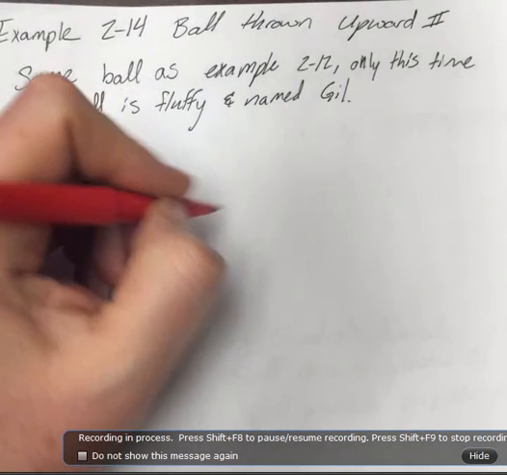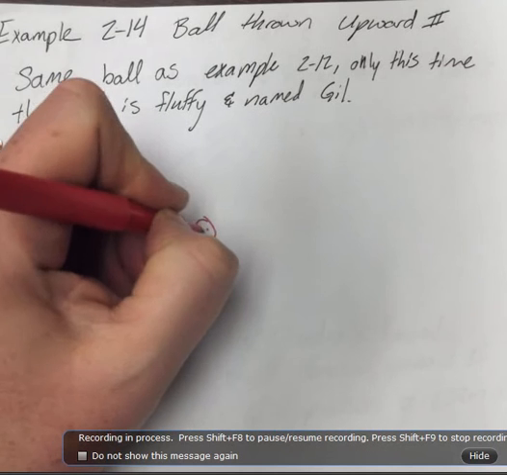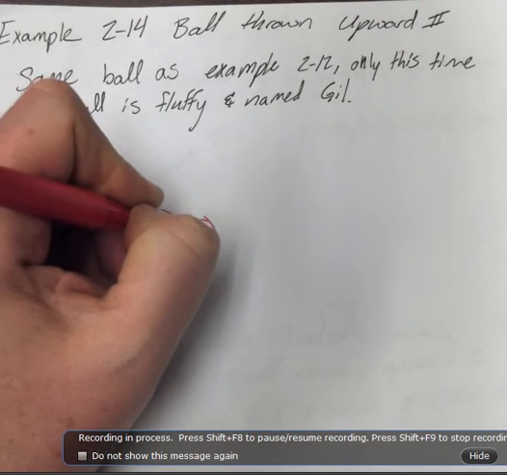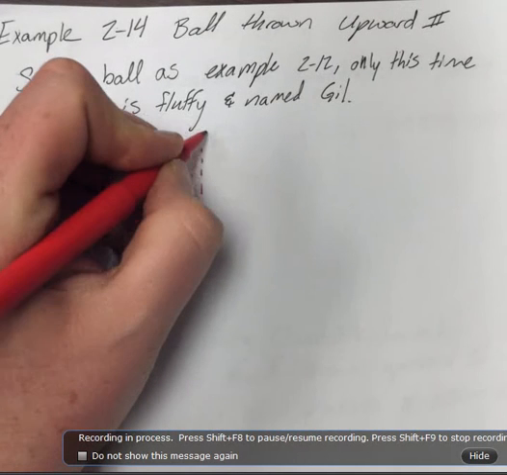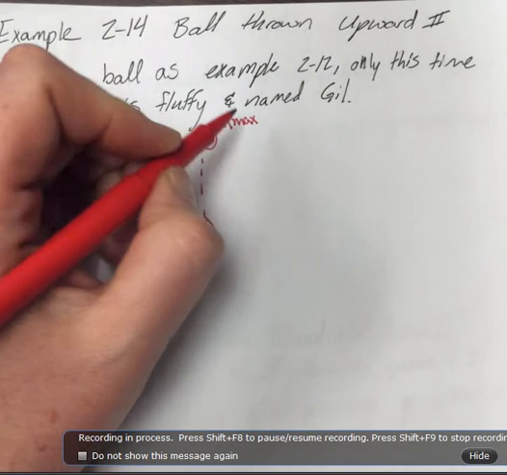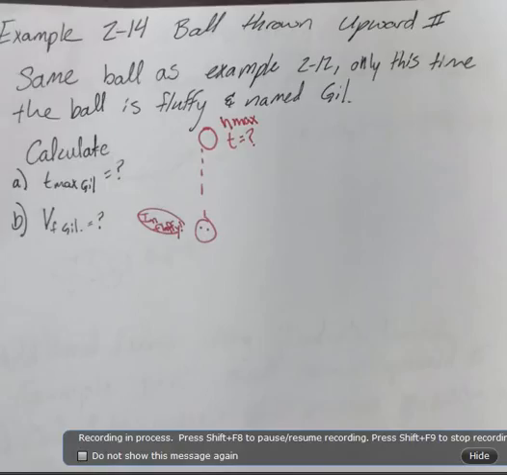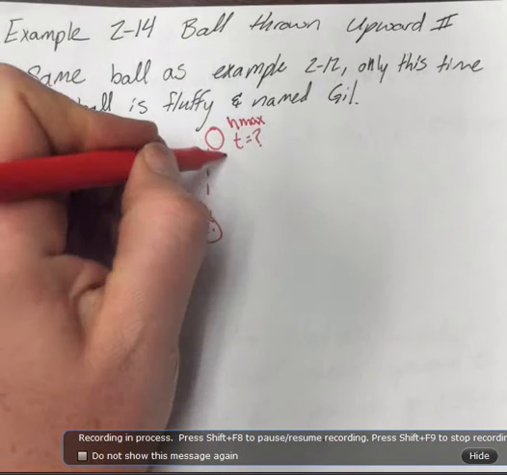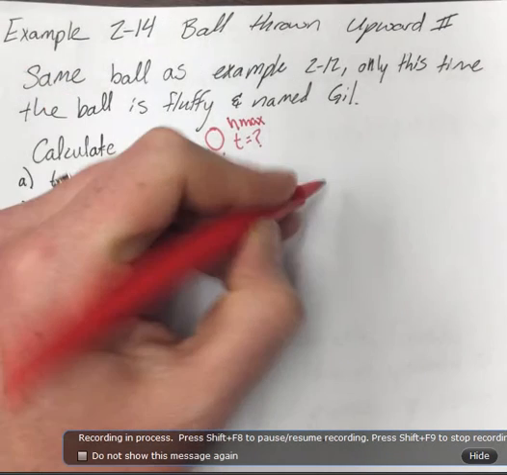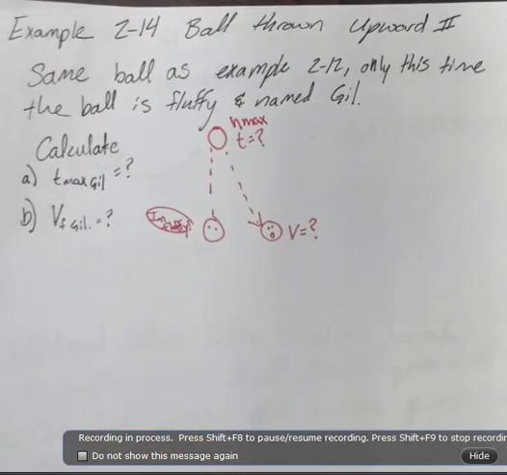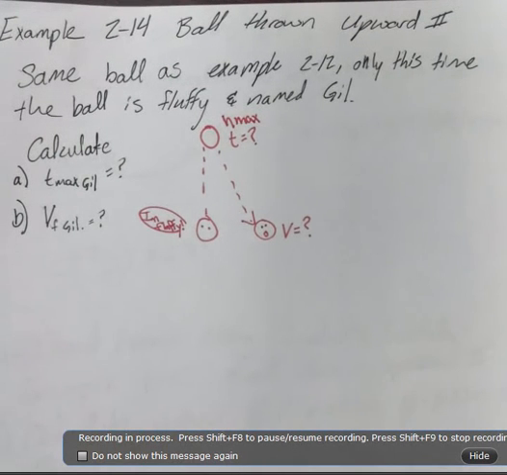All right, so that means we throw Gil upward, right? And then at his maximum height, we want to know how long that took. That's the first thing that we want to know. And then when Gil falls back down, we want to know what his velocity is down here. I think Gil's kind of scared. He's fluffy, but he still doesn't want to hit the ground.